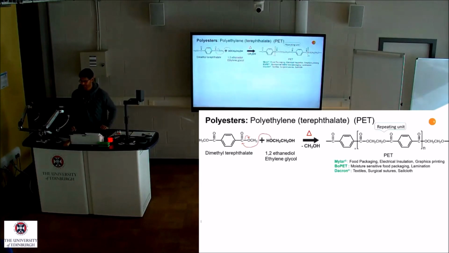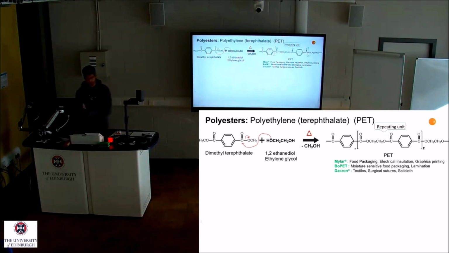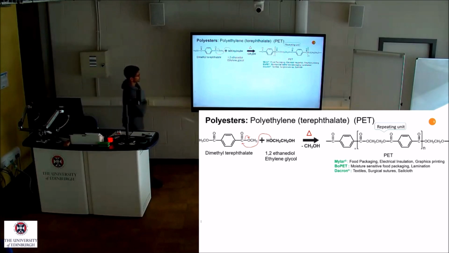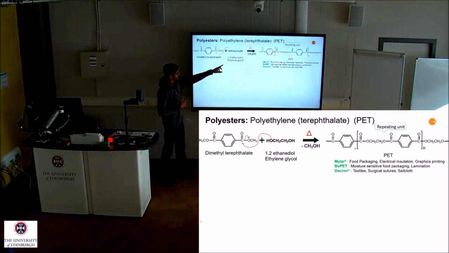Okay, so now we are going to see some of the examples one by one. For example, polyester. One of the polyesters which is really, really famous is called polyethylene terephthalate, in short PET. Here I just wanted to show you in the monomer how the reaction has been started. So you take dimethylene terephthalate and then you take ethylene glycol.